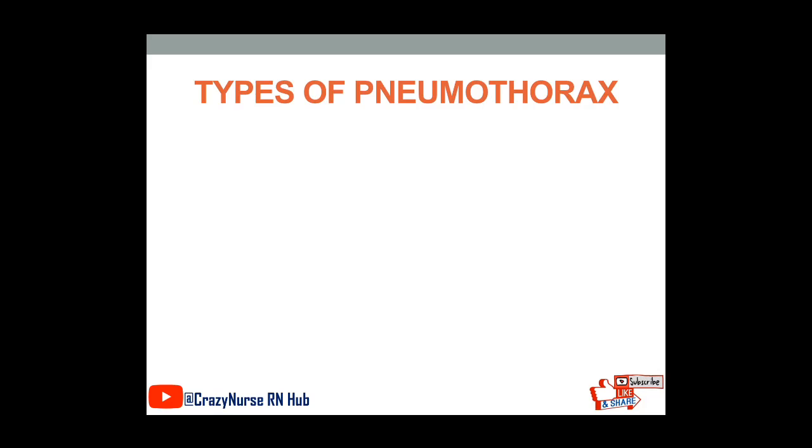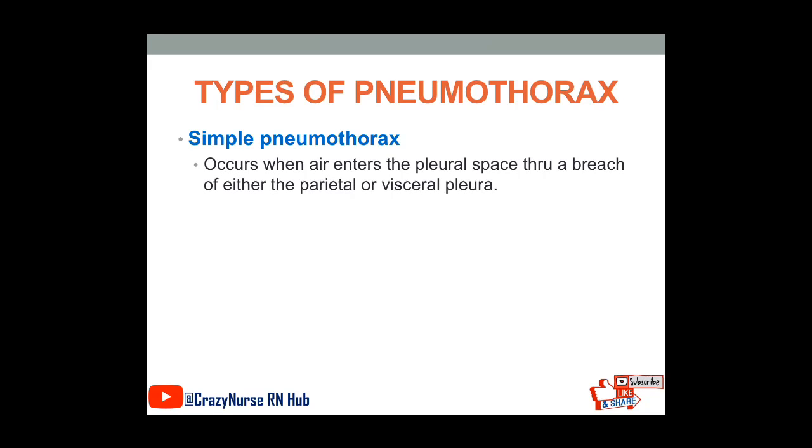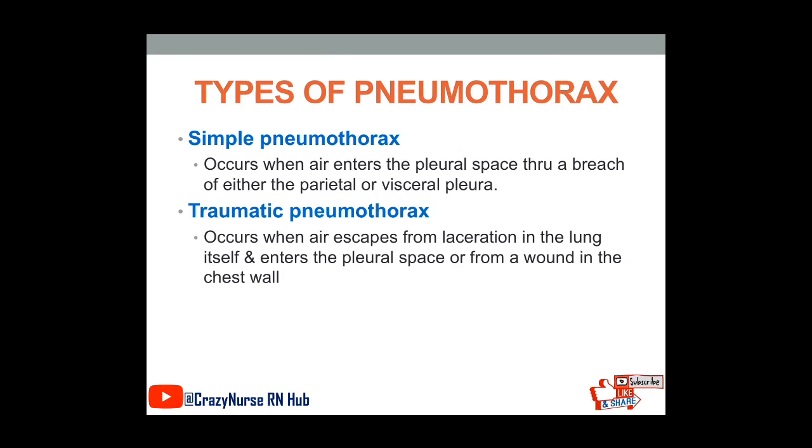So we have types of pneumothorax. First is your simple pneumothorax. It occurs when air enters the pleural space through a breach of either the parietal or visceral pleura. Also, we have your traumatic pneumothorax. It occurs when air escapes from a laceration in the lungs itself and enters the pleural space or from a wound in the chest wall.